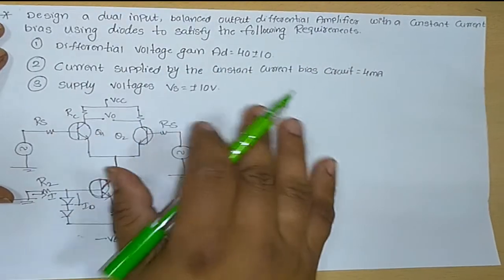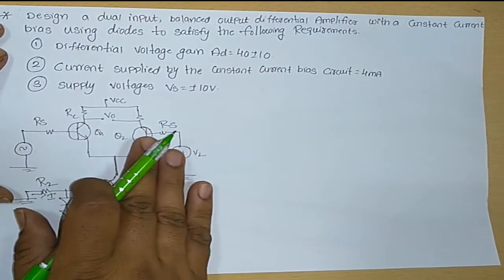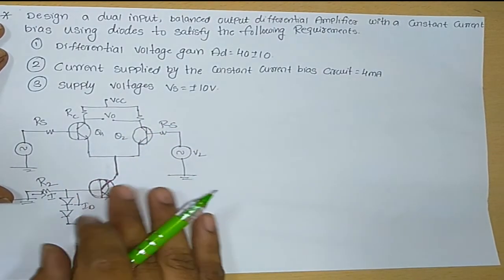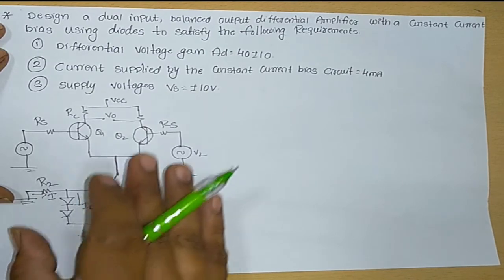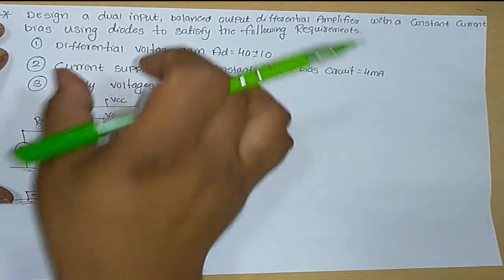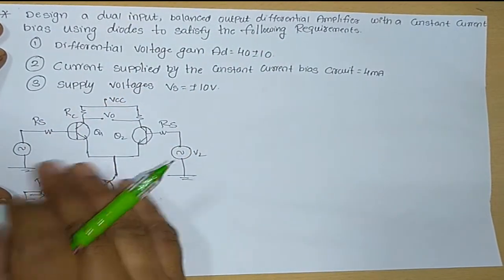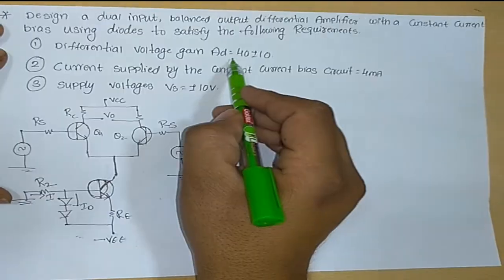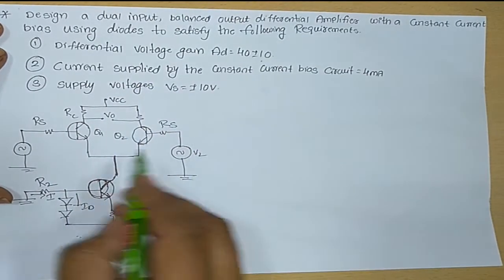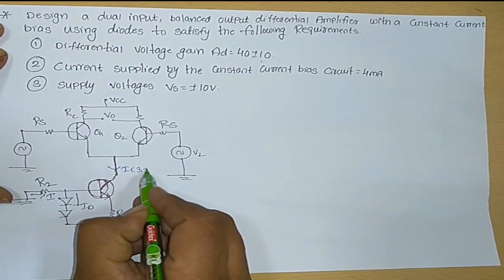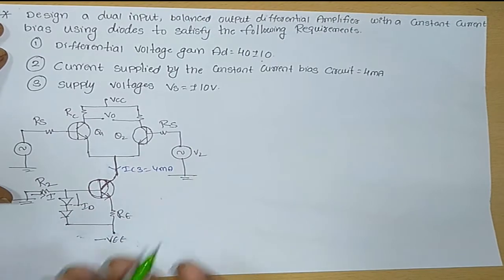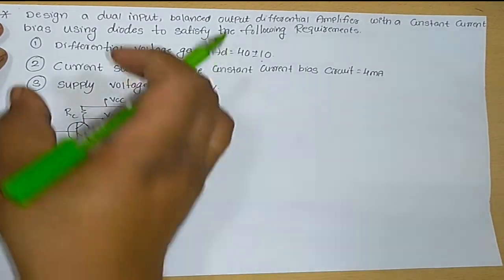It means that in this problem we are designing one differential amplifier. This differential amplifier has the constant current bias circuit, and with respect to this circuit we want to obtain these requirements. With the help of this differential amplifier we are obtaining the differential voltage gain equal to 40 plus or minus 10, and we are obtaining the constant current IC3 equal to 4 milliamperes, and the supply voltage equal to plus or minus 10 volts. Clear? So we want to achieve all these things.